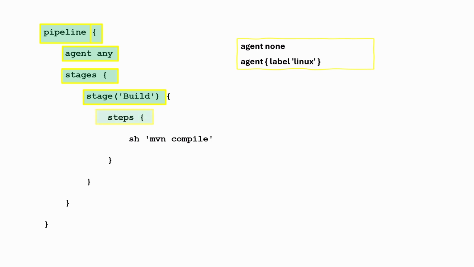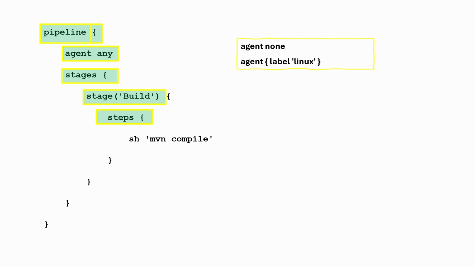Inside steps we place the actual commands that Jenkins executes. Think of cooking. One stage is prepare vegetables. The steps would be wash the vegetables, peel the vegetables, and then cut the vegetables. So the stage is the heading and the steps are the actions.